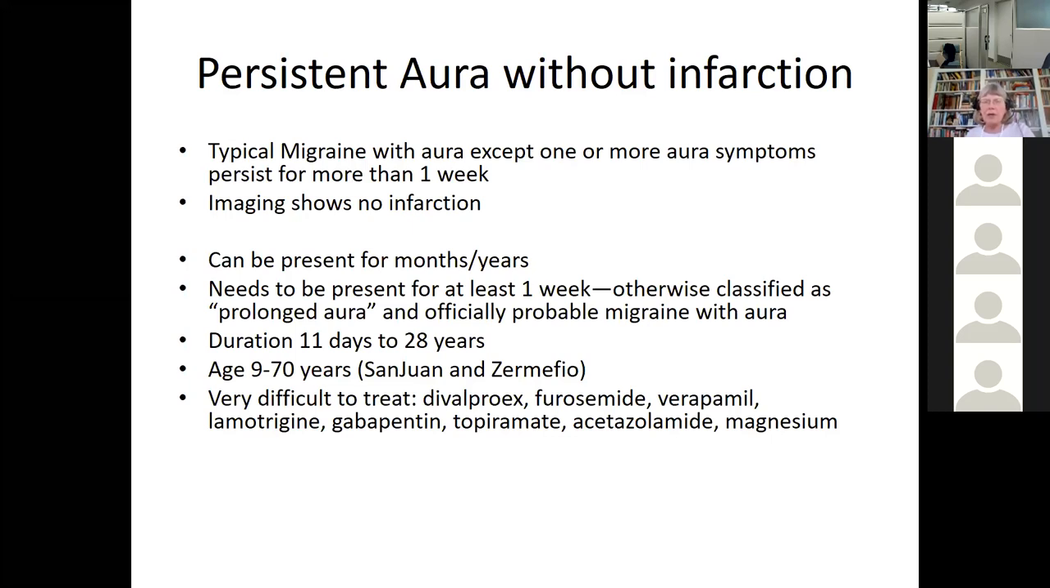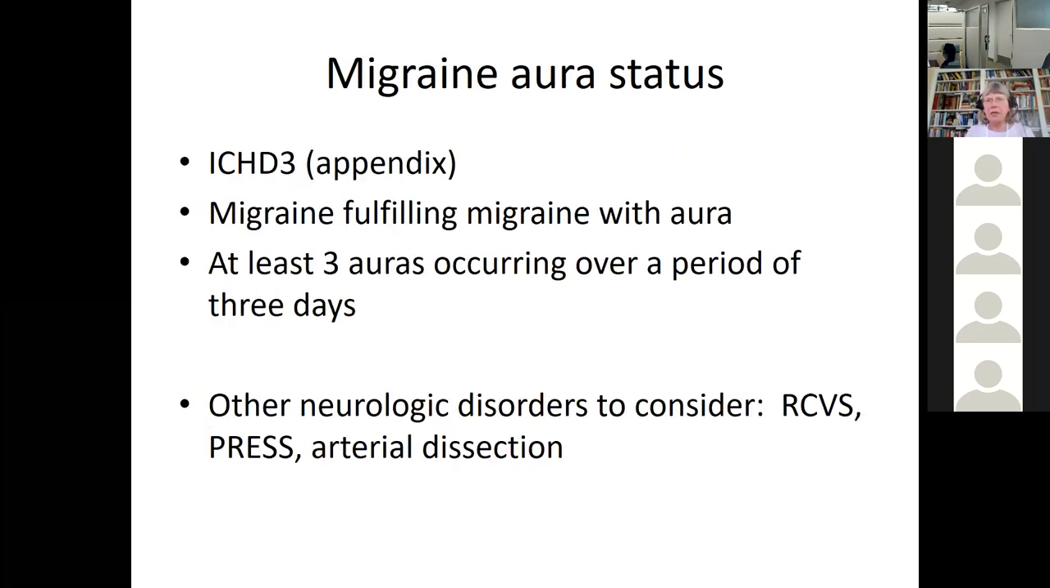People have tried Divalproex, furosemide, verapamil, lamotrigine, gabapentin, topiramate, acetazolamide, magnesium, and aspirin and various other things. And this aura is very, very difficult to treat. But you should be aware of persistent aura without infarction. It absolutely requires an MR scan. And sometimes you may even need to repeat it again because the MR may be negative at the beginning.